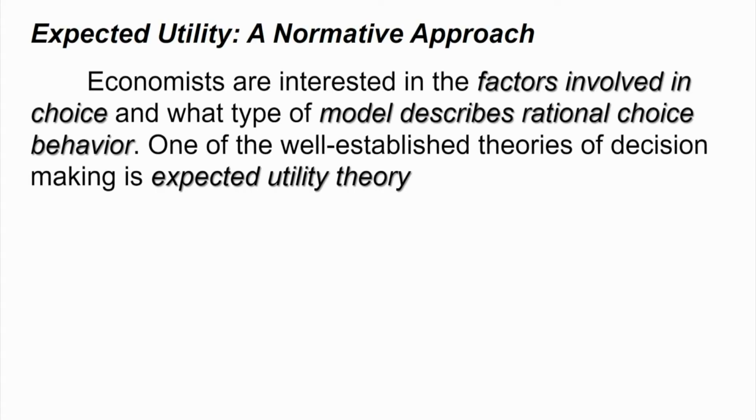One of these normative models of decision making is called the expected utility model, or the EU model, to be brief. Now, what is this model? This is a model which has been borrowed from economics. Economists are interested in the factors involved in choice and what is the type of model which describes rational choice and behavior. But basically in an expected utility model, the idea is that economists want to know what are the factors which make people choose between alternatives.